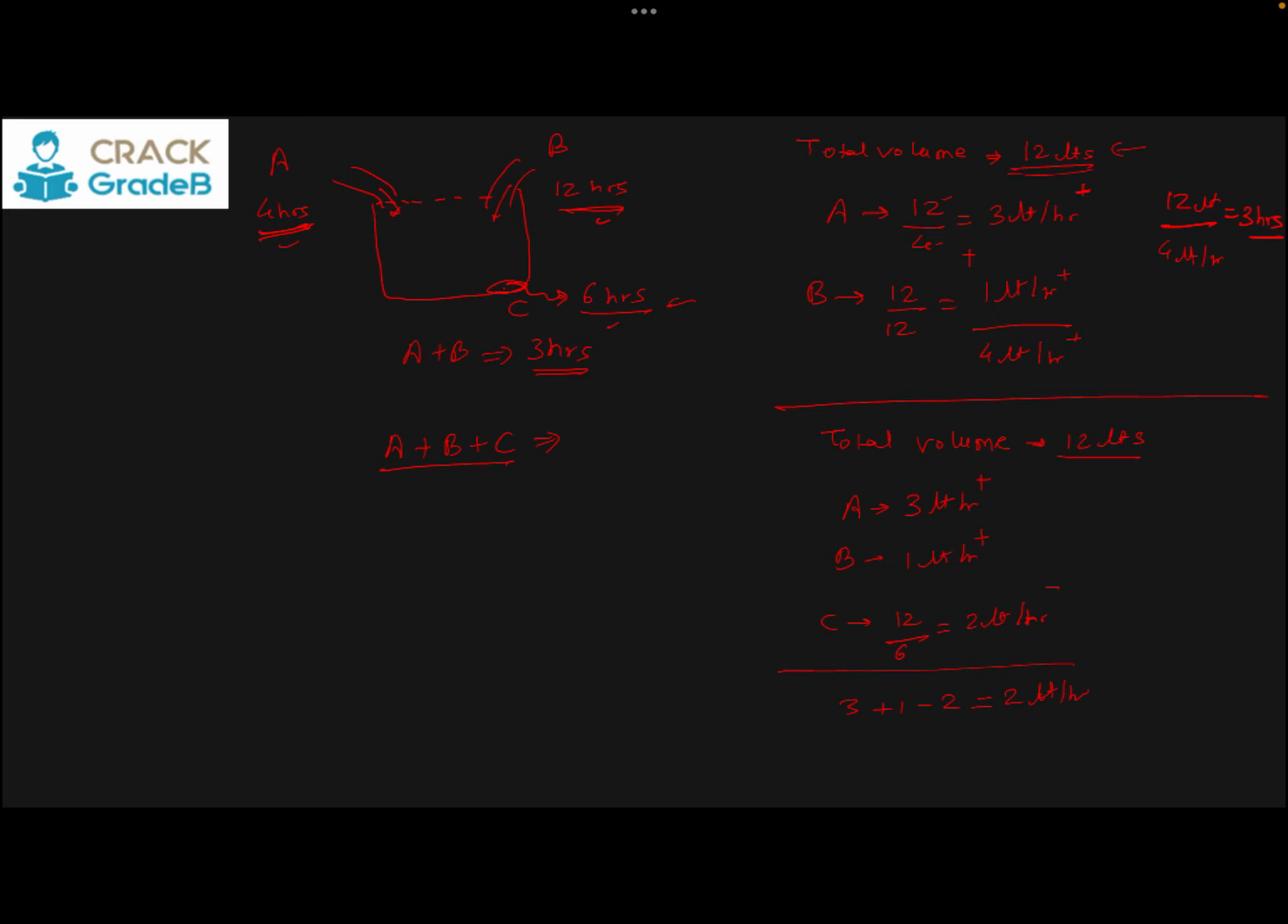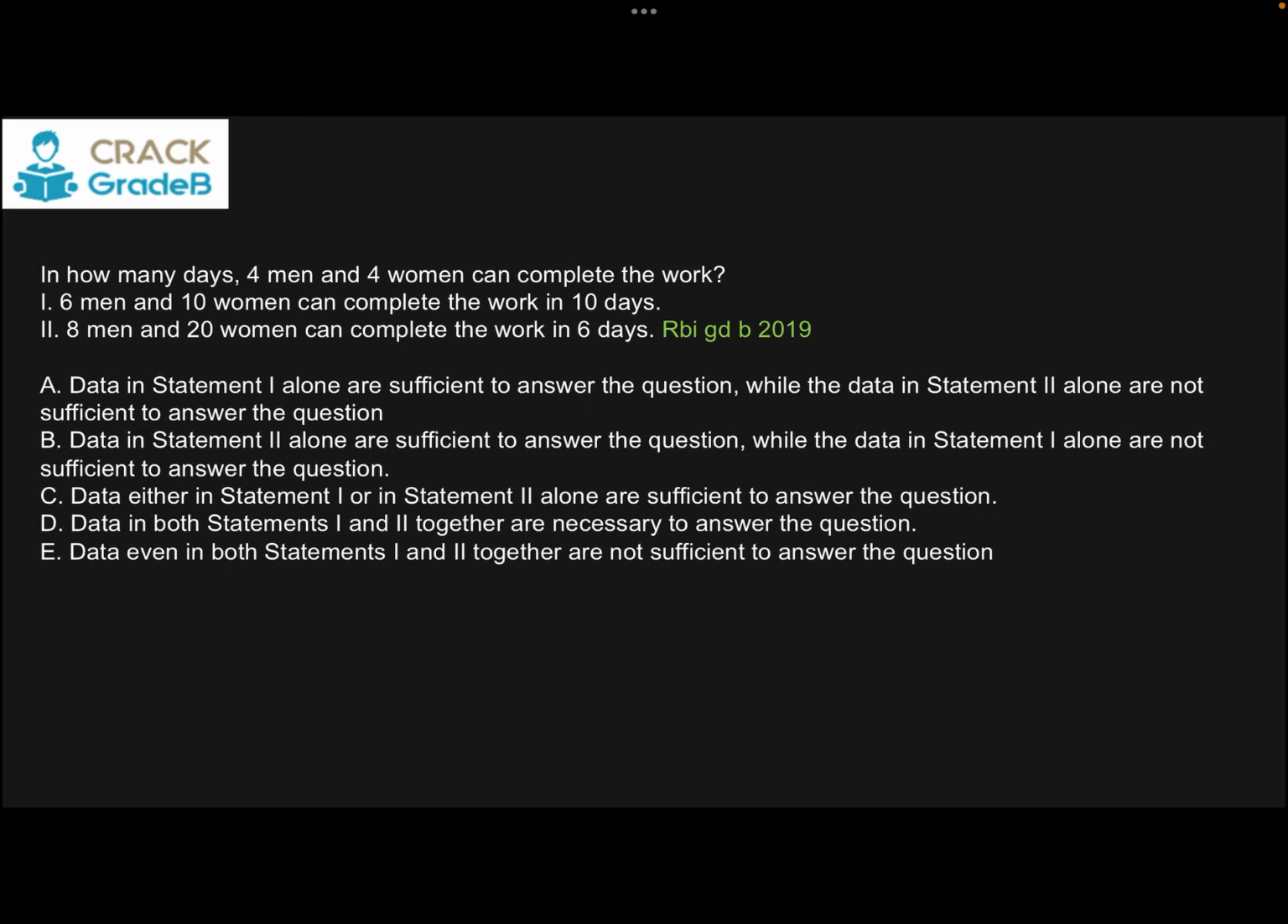And if they now have to fill the entire 12 liters at the rate of 2, the time taken is the work to be done divided by the rate at which it is being done, that is 6 hours. So together they will take 6 hours to fill this tank. So this negative work is the only thing which separates the time and work question from the pipes and cistern question, but the approach is going to be exactly the same. So let's see that question.